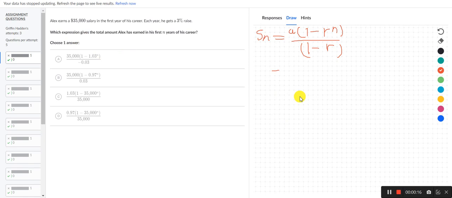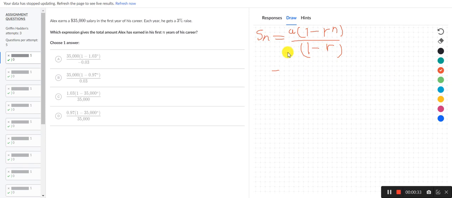Here we have Alex earns a $35,000 salary in the first year of his career. Each year he gets a 3% raise. Which expression gives the total amount Alex has earned in his first N years of his career?